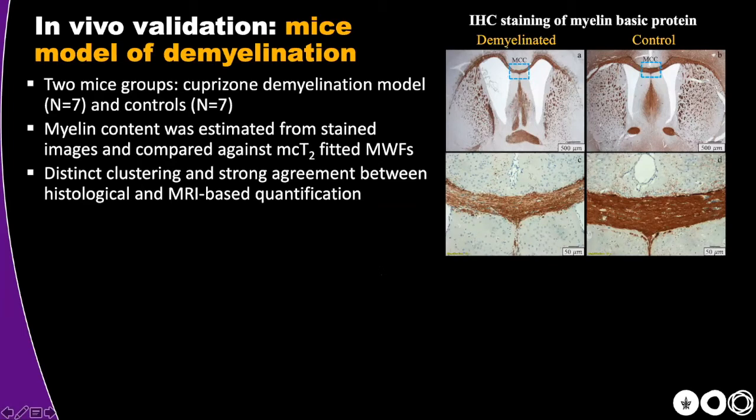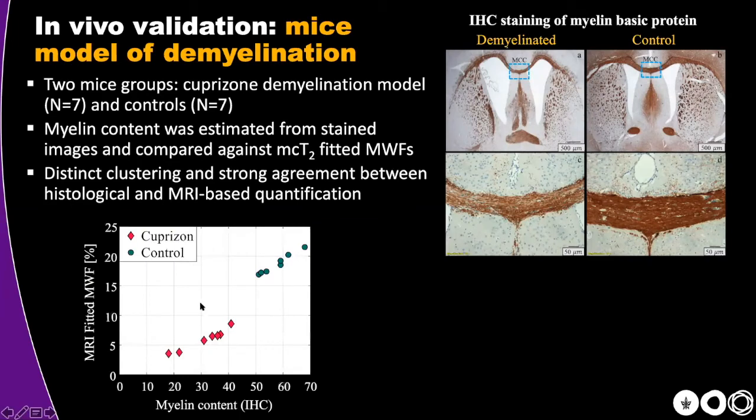We had two mice groups, and we estimated the myelin content either using immunohistochemistry, histology, or using our algorithm. And you can see the results here. There were two groups, the Cuprizone mice and the control group. On the bottom, you can see the myelin content as estimated by histology. On the left, using the MCT2 algorithm, and there is a very nice correlation between the values.